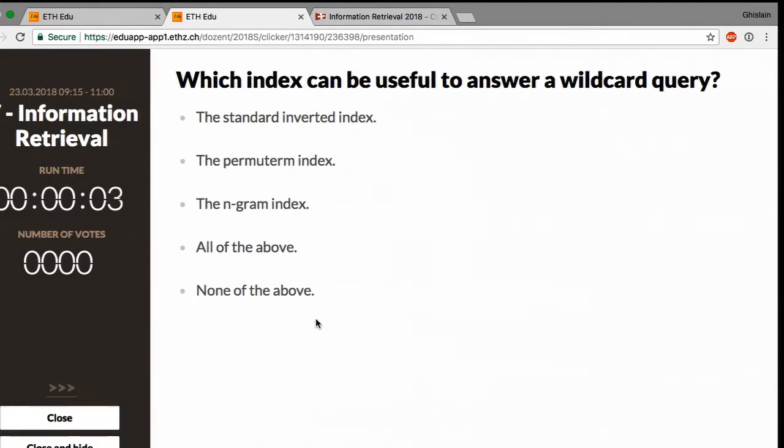I mentioned, as part of tolerant retrieval, wildcard queries. These are queries where you have a star in the middle, or several stars in the middle. So my question is, which index can be useful to answer a wildcard query? The standard inverted index, the permuterm index, the n-gram index, all of the above, none of the above.